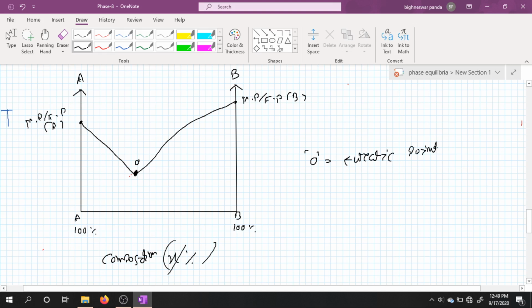Below this temperature, this point represents a specific temperature and a specific composition, where at this specific temperature or composition we cannot separate A and B. So let's consider, we have to explain this type of points.